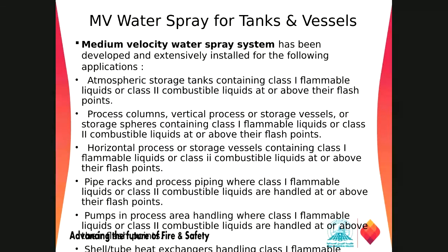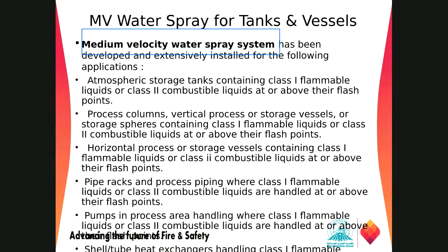Now this is the application of the medium velocity water spray system, right? In the following areas we need this kind of water spray system. The first one: atmospheric storage tanks containing class 1 flammable liquid or class 2 combustible liquid at or above their flash point. The second: process columns, vertical process or storage vessels, and storage spheres containing class 1 flammable liquid or class 2 combustible liquid at or above their flash point.